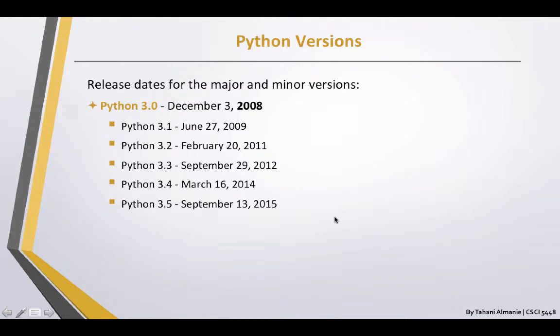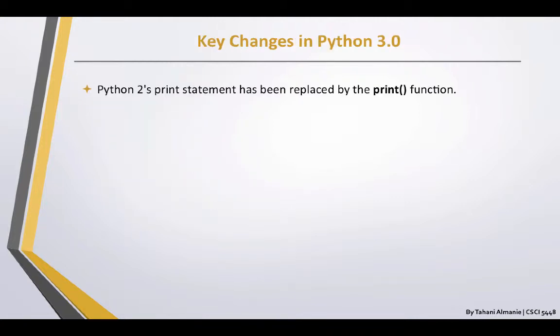After 8 years in version 2, Python 3 was released. Python 3 is not backwards compatible with Python 2. The emphasis in Python 3 had been on the removal of duplicate programming constructs and modules. Now let's talk about some key changes in Python 3. First, Python 2's print statement has been replaced by the print function.